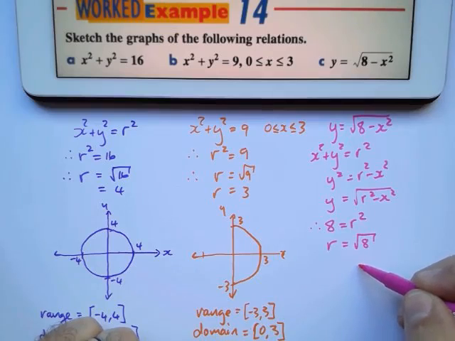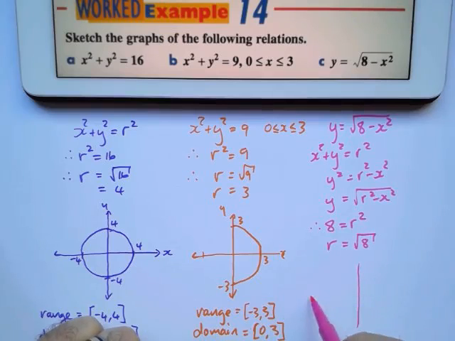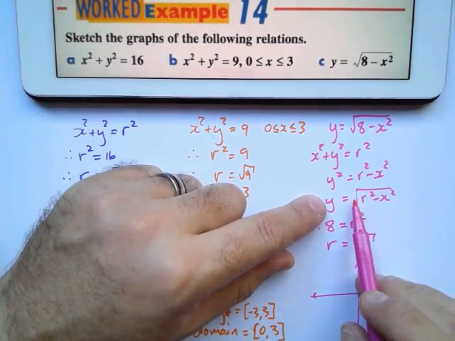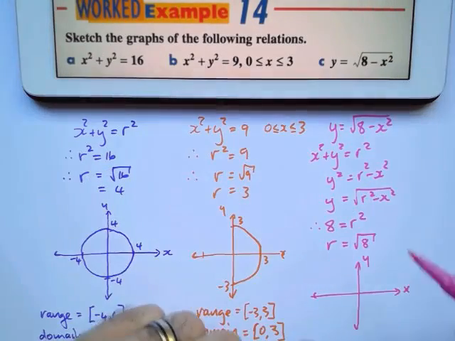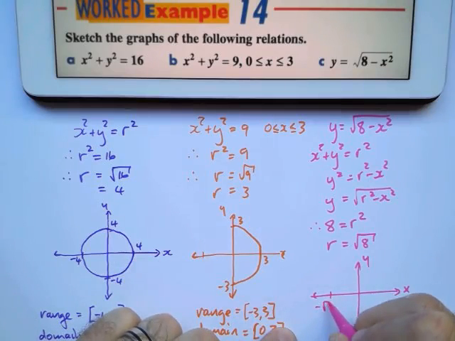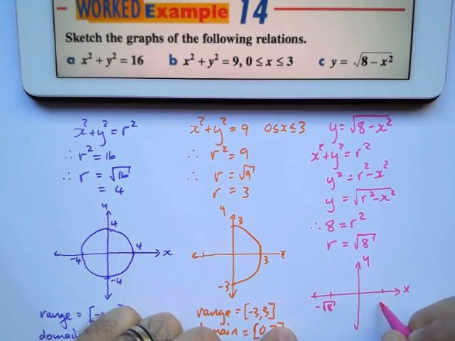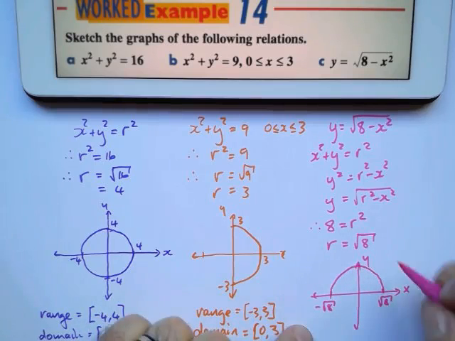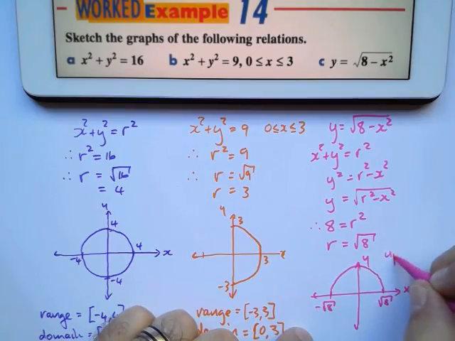And now I can just draw my graph. I'm going to say this is my y, this is my x. Now, because they gave me the positive, it means the y is only positive. Y is positive, above the x-axis. So this is going to be minus square root 8, positive square root 8. So it's going to be a semicircle like that, and we call that, as I haven't mentioned before, an upper semicircle. An upper semicircle.